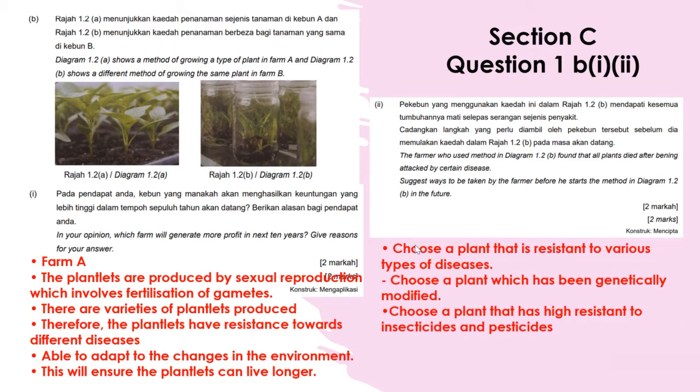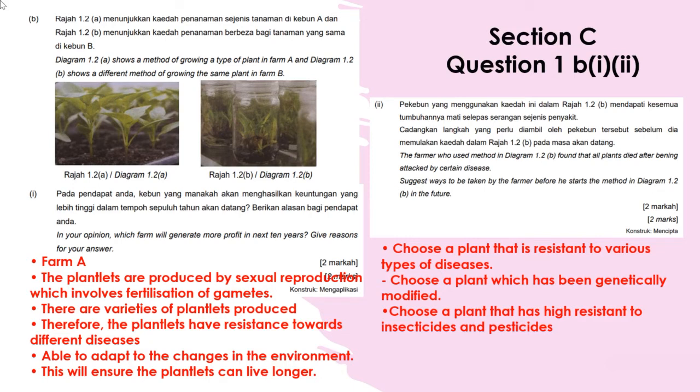This is the suggested answer. First, choose a plant that is resistant to various types of disease before we culture it. Or we also can choose a plant which has been genetically modified. Usually the modified plants are already resistant to certain diseases. So we choose a genetically modified plant, which produces a GMO, genetically modified organism.